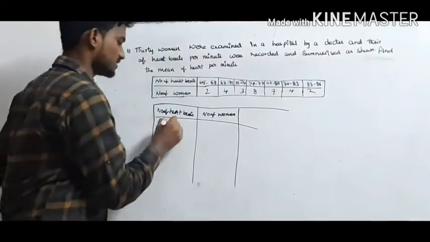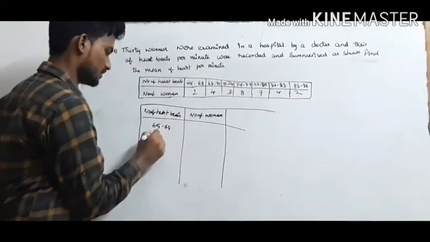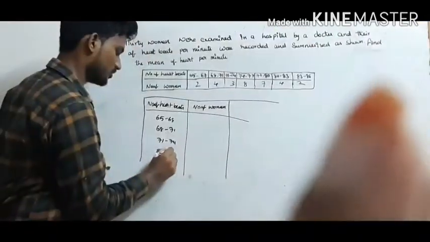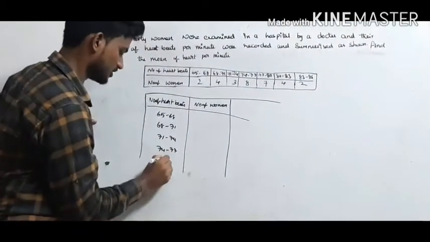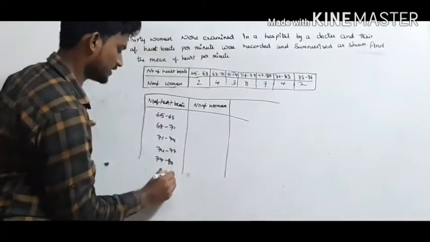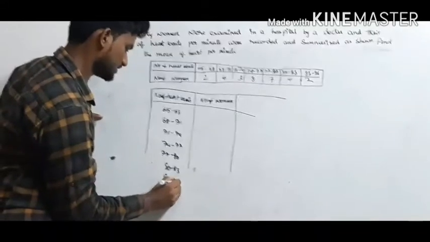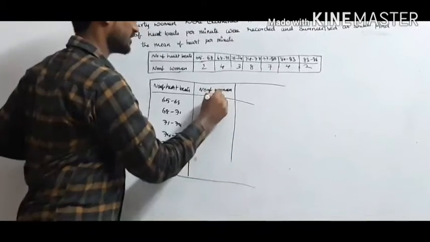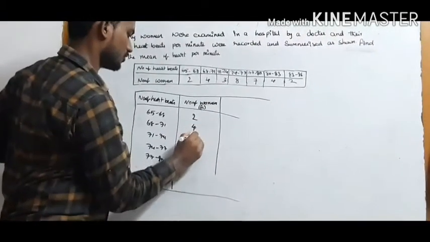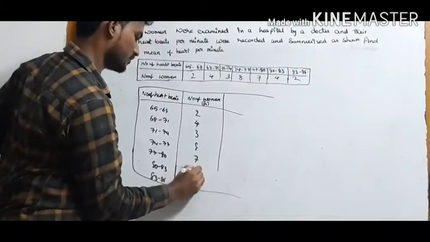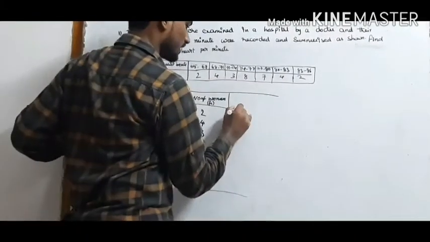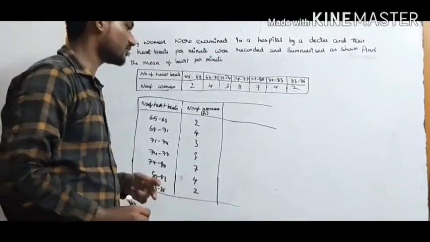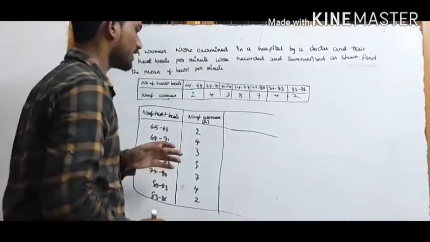These class intervals, that is 65 to 68, 68 to 71, 71 to 74, 74 to 77, 77 to 80, 80 to 83, 83 to 86, and the frequency Fi is 2, 4, 3, 8, 7, 4, 2. You can do this mean by the assumed mean method, the second method of finding the mean.